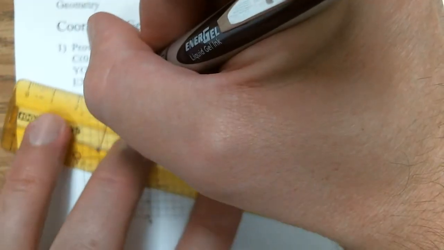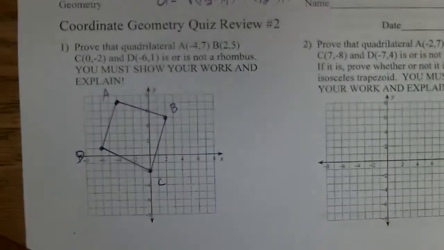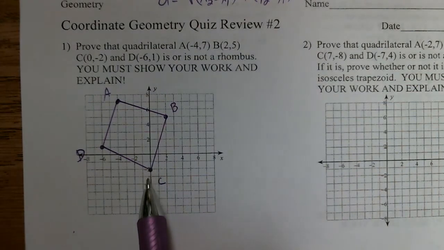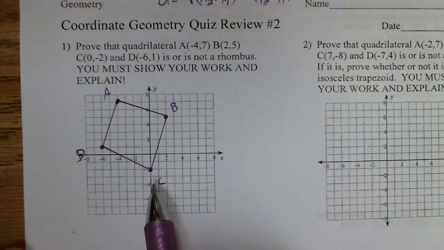Let's grab our straight edge and connect the dots again. Okay. All right, so first thing I do is I look at this and say, something looks a little bit off. Doesn't really look like that's a rhombus. So I'm already thinking probably not, but I have to show the work and explain.